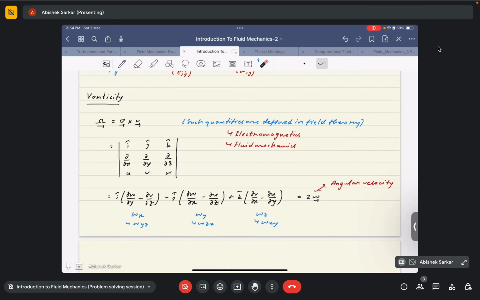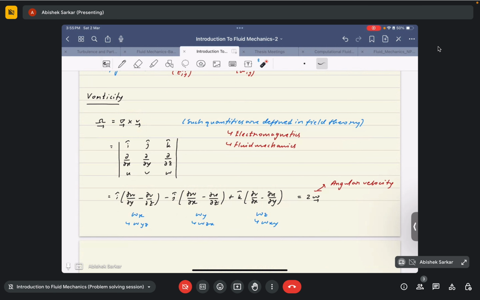Similarly, omega y would include velocity components that are perpendicular to it, and omega x will include velocity components that are perpendicular to it. Why? Because since we are dealing with cross product, the final vector would always point in a direction perpendicular to the plane of consideration, the plane where the evaluation has been taken.